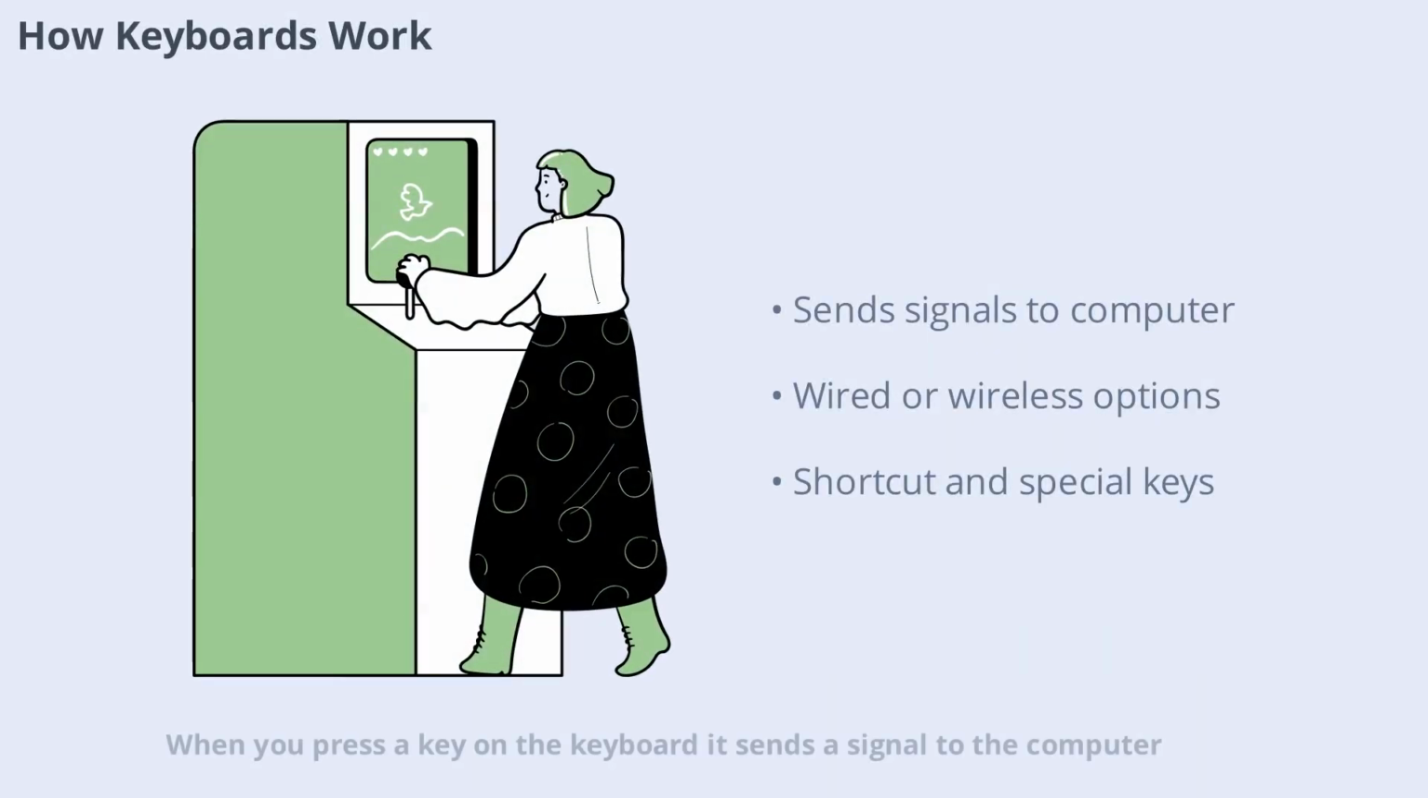You press a key on the keyboard, it sends a signal to the computer, which then displays the corresponding character on the screen. Keyboards can be wired or wireless, and some even have special keys for shortcuts or multimedia controls. They are used in almost every computer setup, from desktops to laptops, and even tablets with detachable keyboards. Understanding how keyboards work helps you appreciate their role in making computers user-friendly.